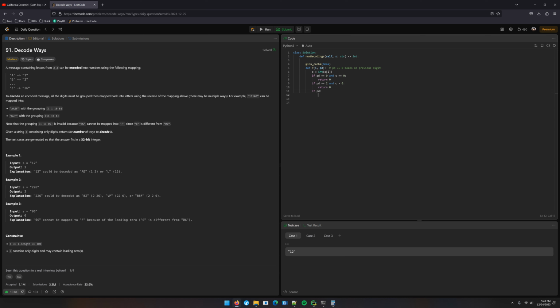So there's 1. It's going to be this one and then something after this. So return R of I plus 1, previous digit 0, and what we need to do is include a base case. If I equals length of S, then return 1.